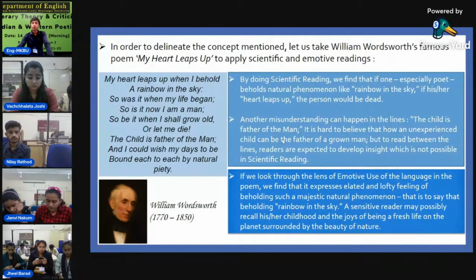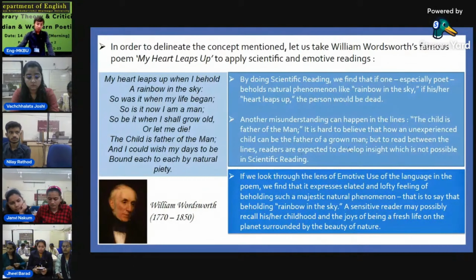"The child is father of the man." Generally, nobody will accept it: how can a child be the father of the man? Because it is hard to believe that an inexperienced child can be the father of a grown man. But to read between the lines, now we are doing this emotive reading of this text.